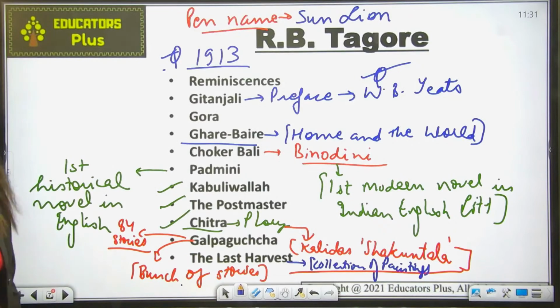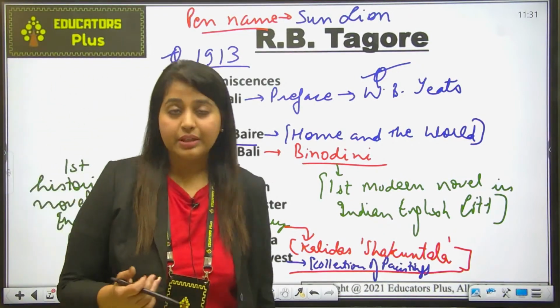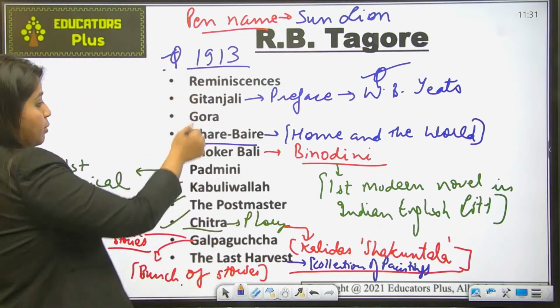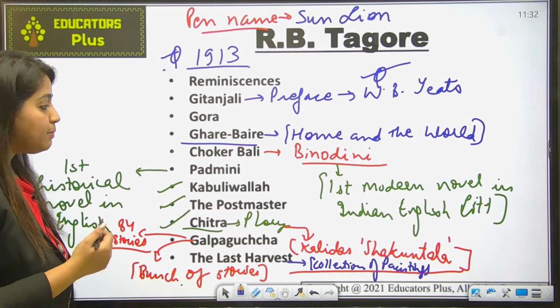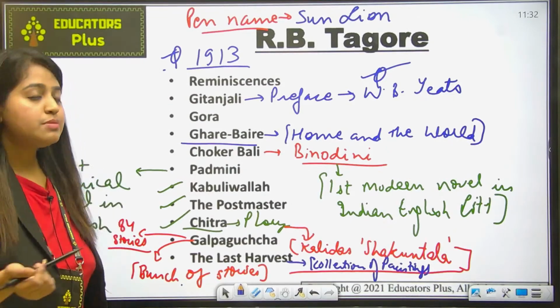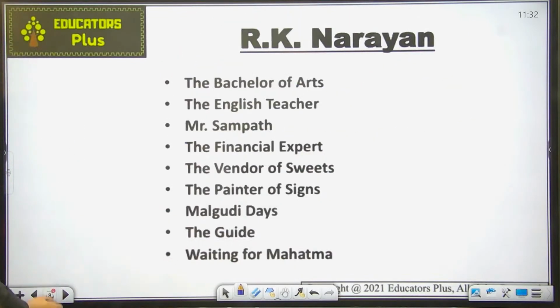Okay, is this clear? Any problem? This was all about Rabindranath Tagore. Please remember all the important works, all the insights which I have given about these works, and please make a note of it. Okay, so let's move ahead to a new writer now, R.K. Narayan.